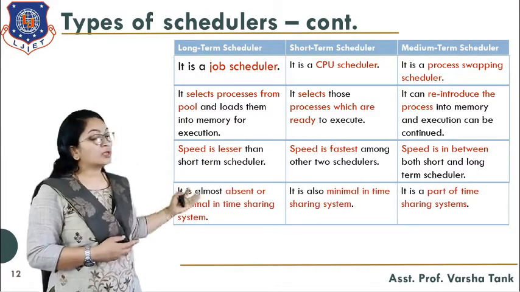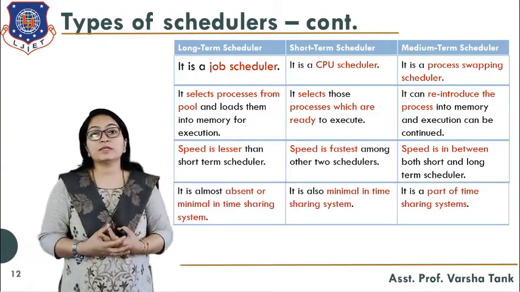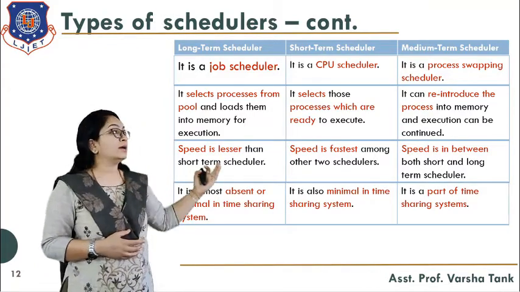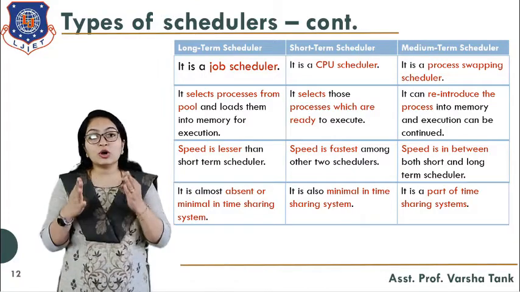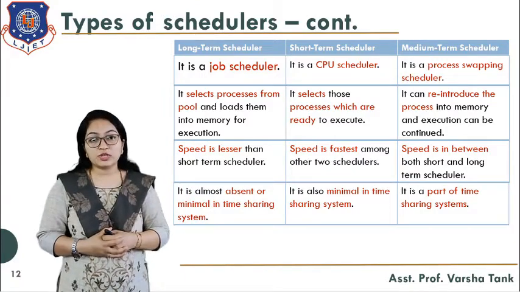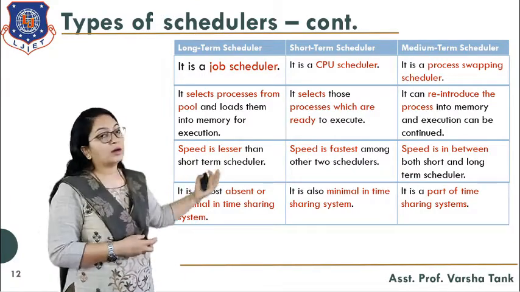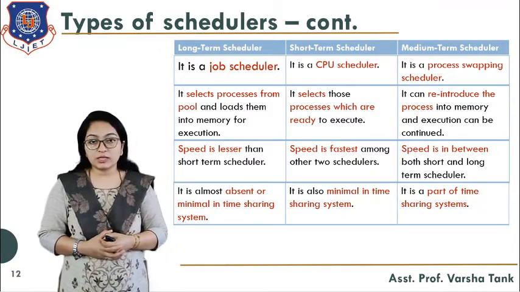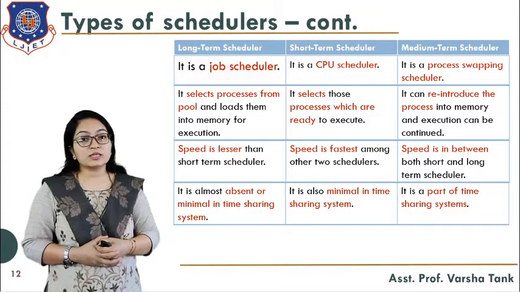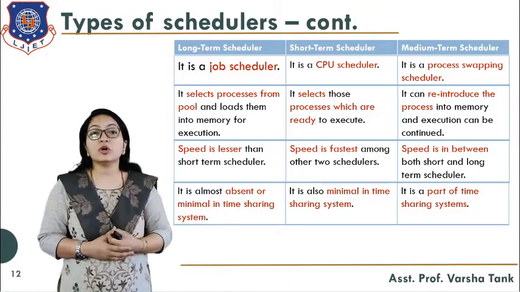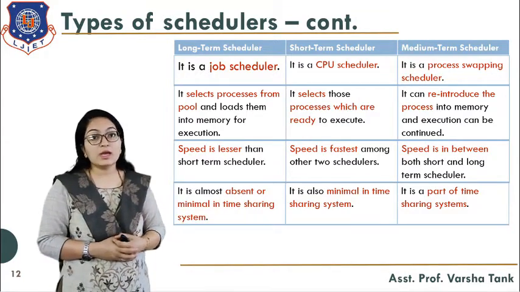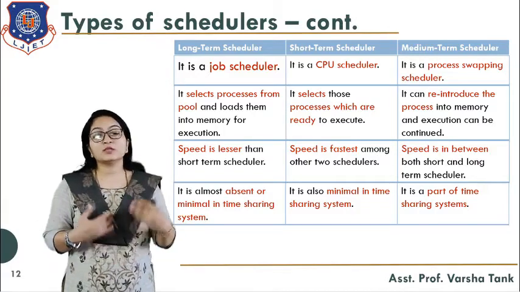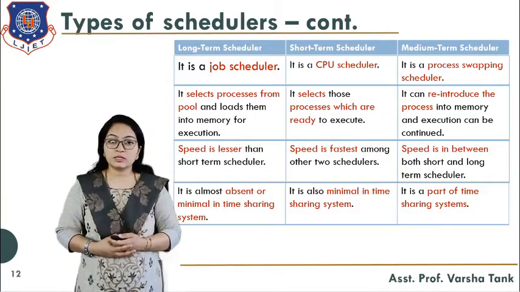Now, the long-term scheduler is almost absent or minimal in the time sharing system. Okay, and the short-term scheduler is also minimal in the time sharing system, and the medium-term scheduler is a part of the time sharing system. So when a time sharing system is there, the medium-term scheduler is always present, and the long-term scheduler is of minimal use, so maybe it is present or maybe it is not present.